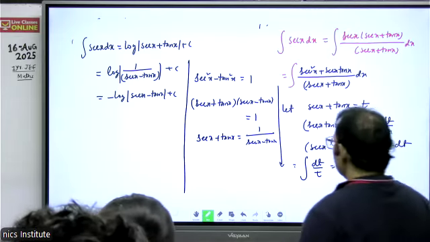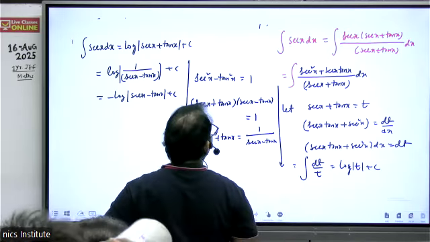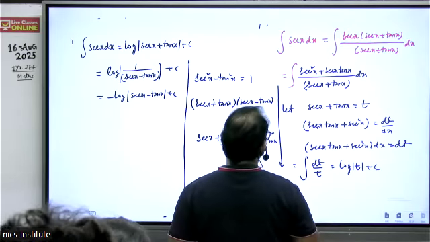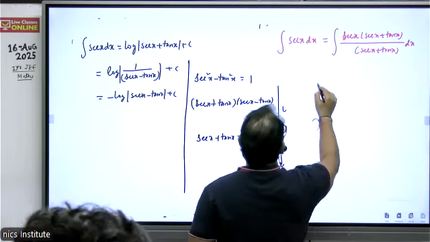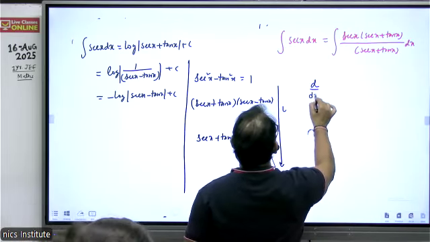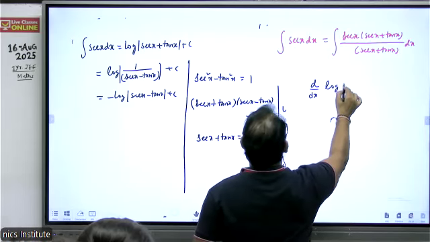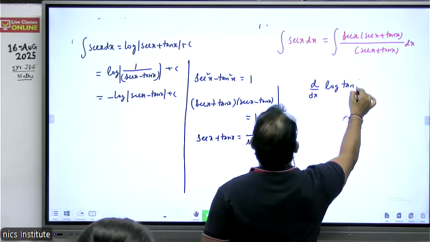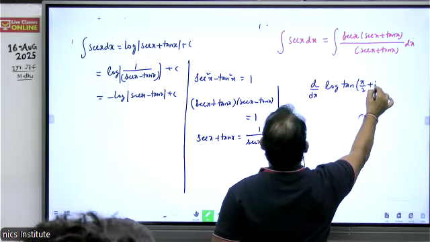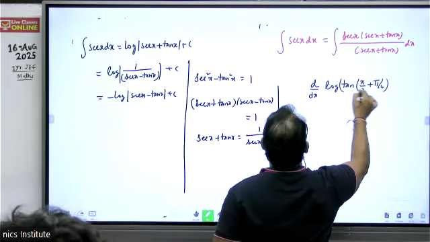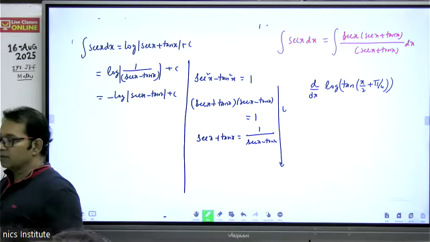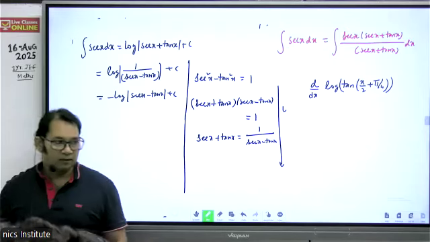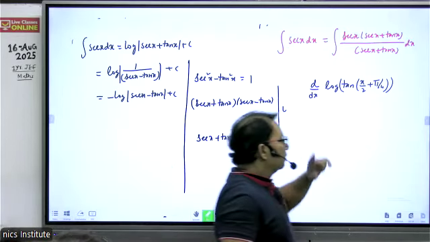अब एक काम करो. Let's differentiate one function. You have done derivatives. Tell me what is the derivative of log of tan of x by 2 plus pi by 4. Differentiate this. Simplify completely and tell me the answer. Use chain rule.